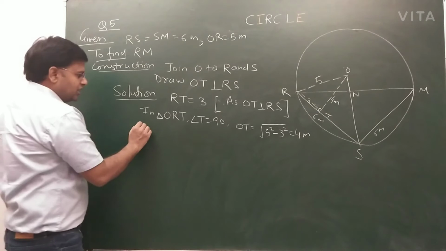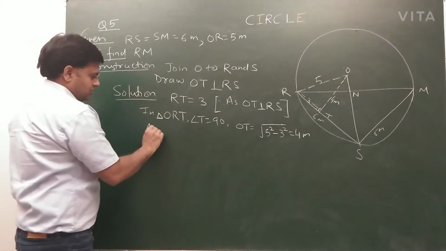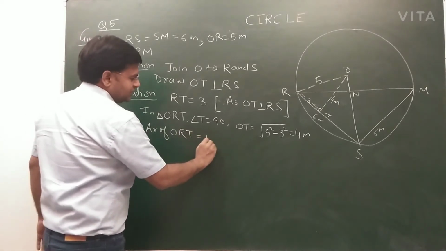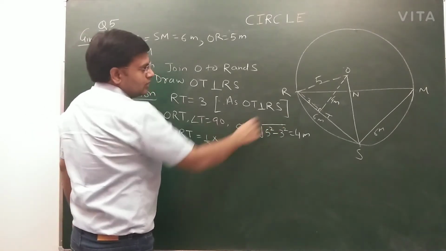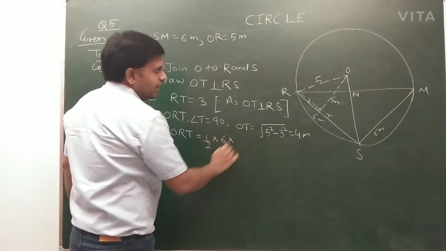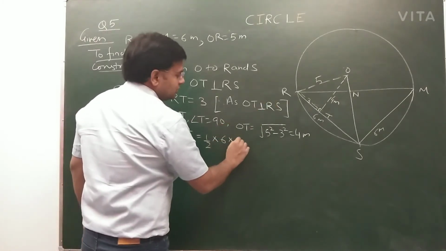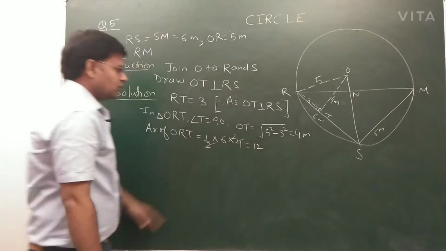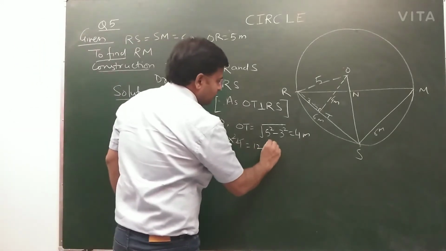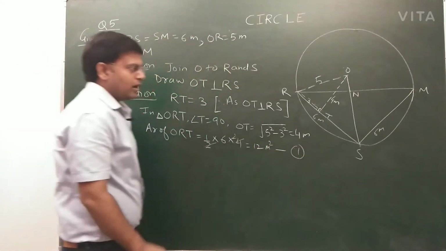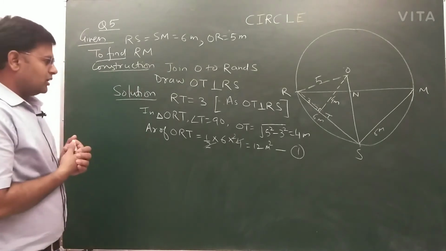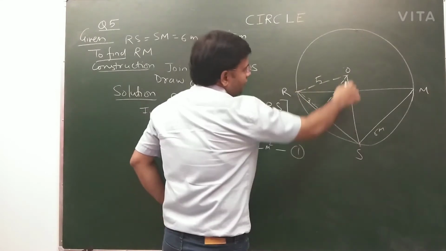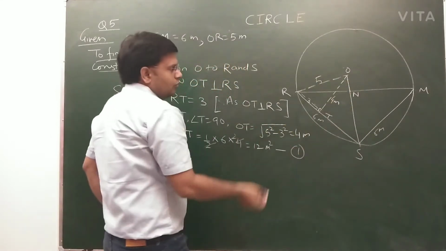Now you see, we can find area of triangle ORS now, because we have base as RS, which is 6, and height as OT, which is 4. So half times 6 times 4 is 12, 12 meter square you write, you mark this as 1. Now we have one more result that we can use. I can also find the area of ORS in another way. How the another way?